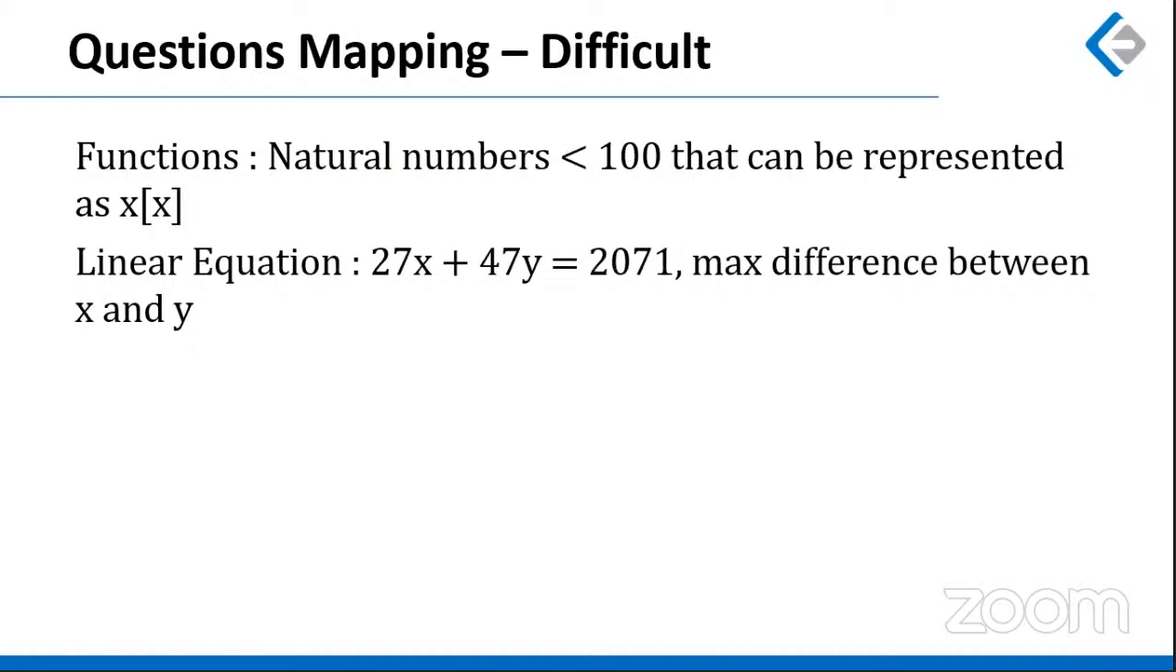Another question was based on a linear equation, where 27x plus 47y was equal to 2071, and we had to find out the maximum difference between x and y where they are natural numbers. So this involved applying the divisibility rule because we had to express x in terms of y, which was (2071 minus 47y) upon 27, and then we have to take divisibility by 27, which might be time consuming and at times difficult also.